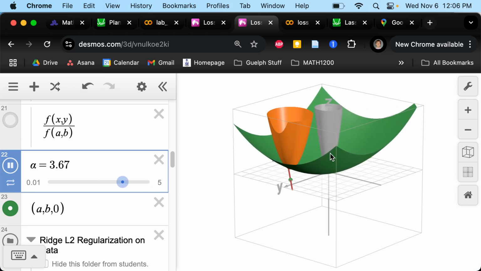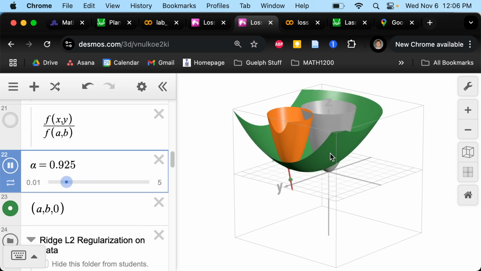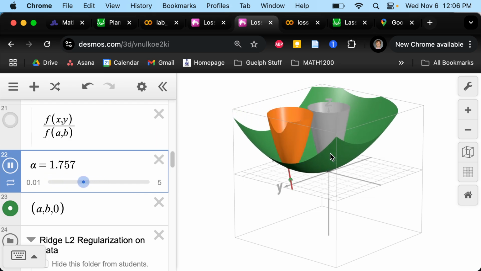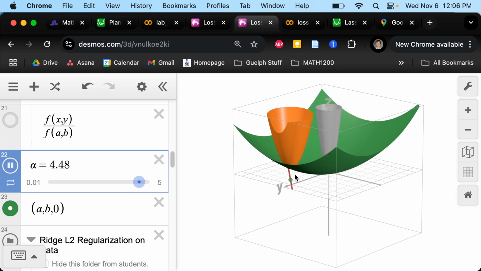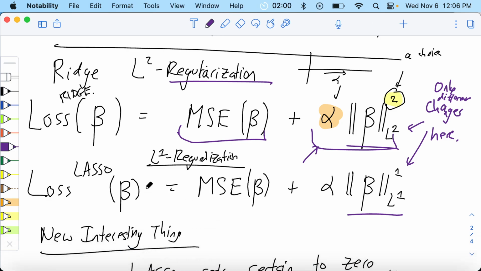So we take the average of the orange bowl, which is what we want to minimize, plus the gray bowl, and that gives us the green loss surface for ridge regression, that is this function over here. This loss function over here is the combination of the original thing plus the bowl we added on.